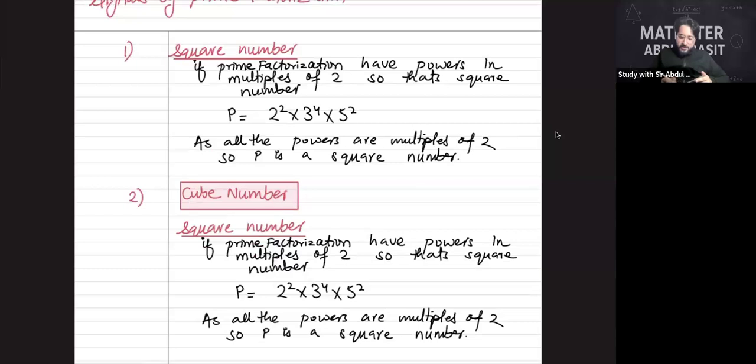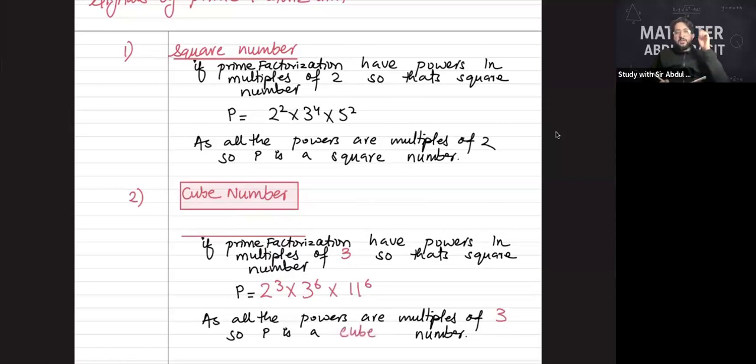So guys, in cube numbers, remember one thing: if the prime factorization has powers in multiples of 2, no, it should be in multiples of 3. In the cube signal, it should be in multiples of 3. Let me change this number now. If P is, for example, 2 cube times 3 power 6 times 11 power 6, you can see that as all the powers are multiples of 3, P is a cube number. I hope this is clear to all of you.